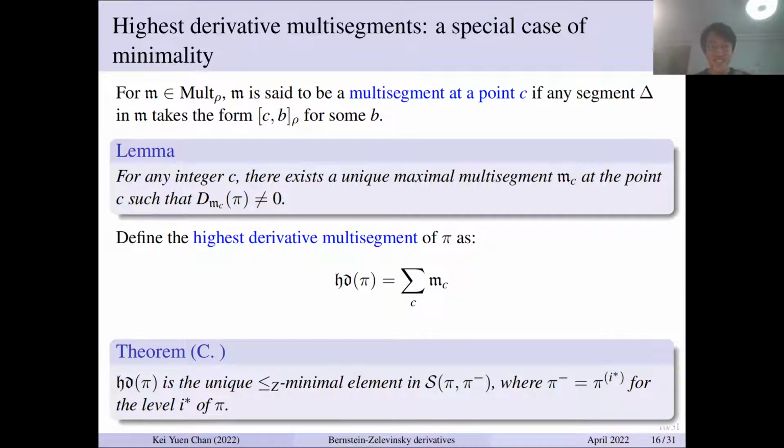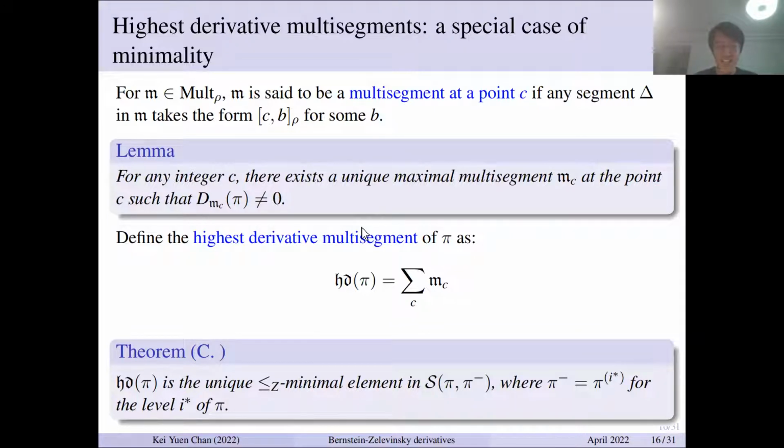Okay, so to have an explicit description, let's introduce more notation. Let M be a multi-segment; we call it a multi-segment at a point C if every segment delta in M takes the form [C, B] rho for some B. C is fixed and B is any. Basically, if you take the Langlands quotient, it is one of the generic representations, but with a more specific form.